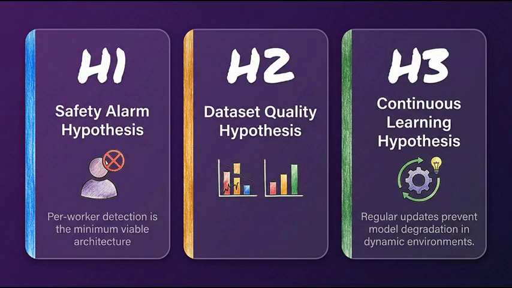Before a single model was trained, 3 falsifiable hypotheses were stated. First, a safety alarm system requires per-worker detection, not scene classification. Second, the provided academic dataset contains a visual bias that makes it unsuitable for training a production model. Third, a 2-stage pipeline using worker-level labels will achieve significantly higher no-helmet recall than image-level labels alone.